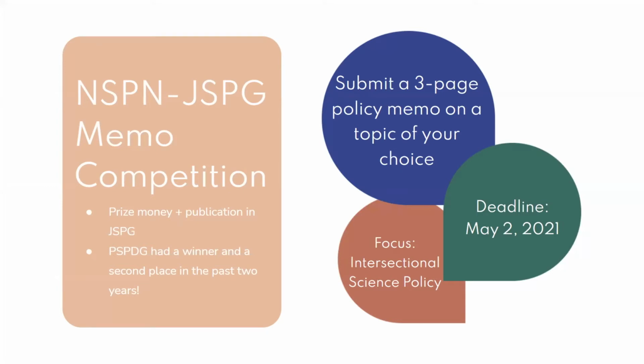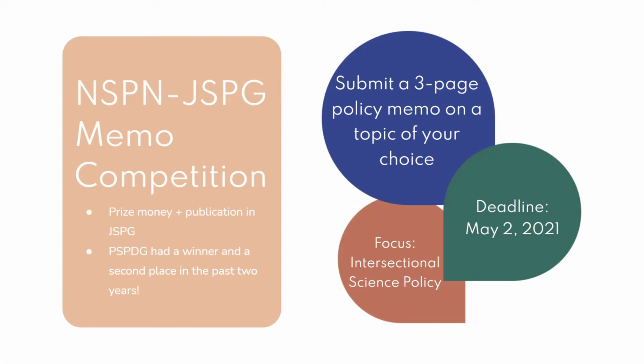A little bit more on the NSPN and JSPG memo competition. This is a competition put on by the National Science Policy Network and the Journal of Science Policy and Governance. If you win, you get prize money and get published in the Journal of Science Policy and Governance, which is really cool. We've had a pretty good track record with this. Last year, we got a team to second place. Two years ago, we had first place. And we've also had a third memo published in the journal.